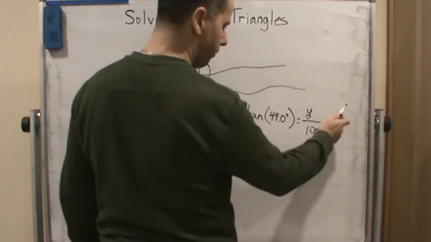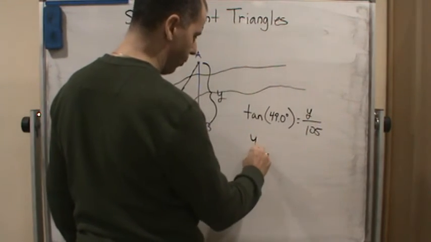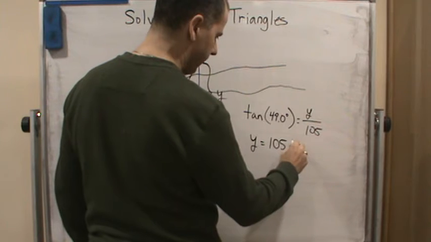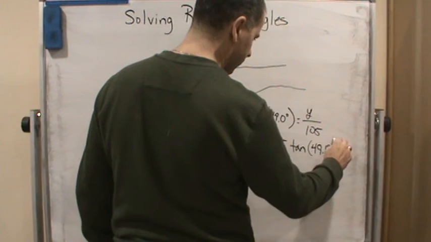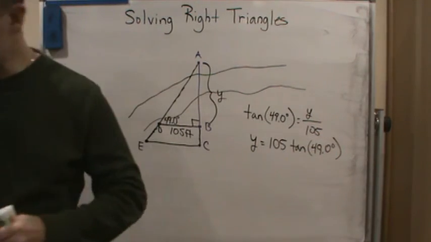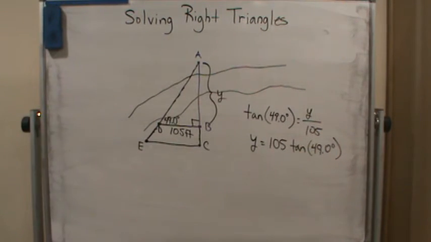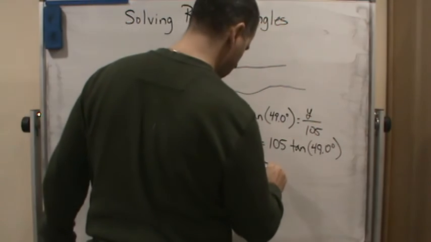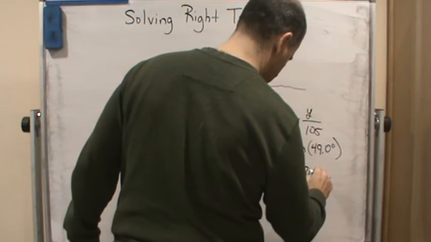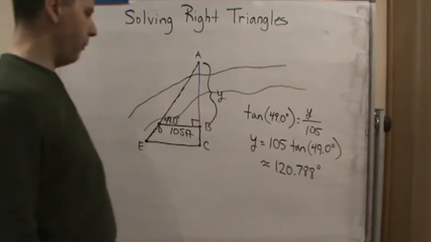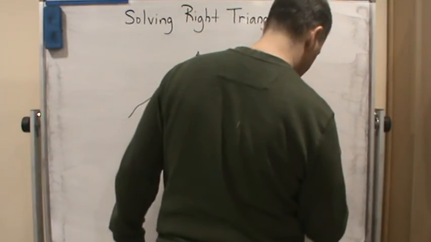So what we use is the tangent of 49 degrees is equal to opposite Y over 105 feet. Now all we do is multiply both sides by 105 and we get Y equals 105 times tangent of 49.0 degrees. And now all we have to do is stick that in our calculator, and lo and behold, we get approximately 120.788. Okay, now, oops, that's not degrees, that's feet.